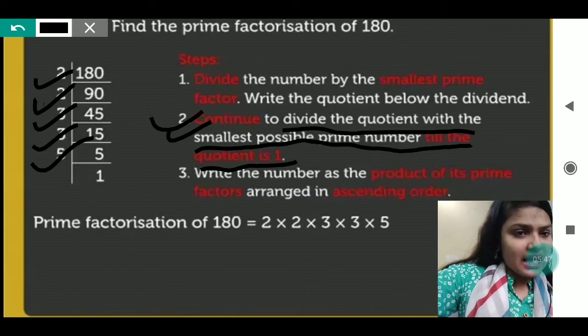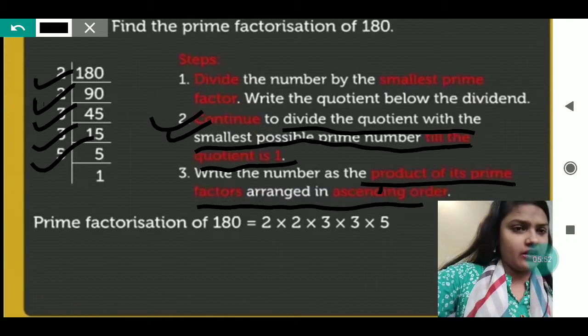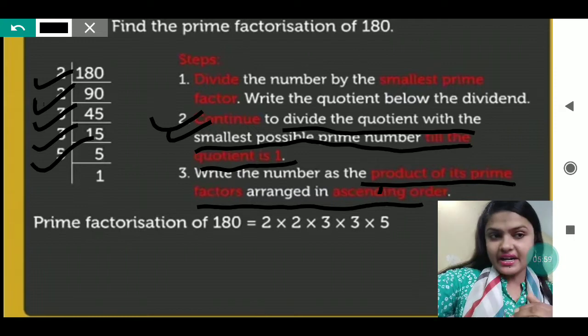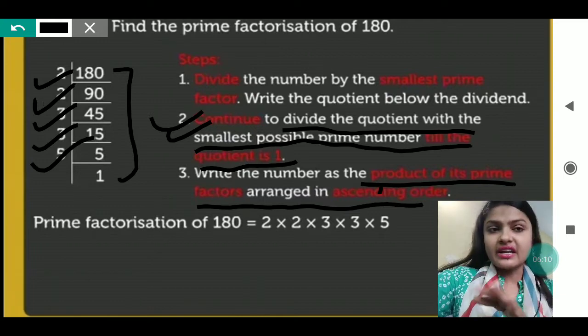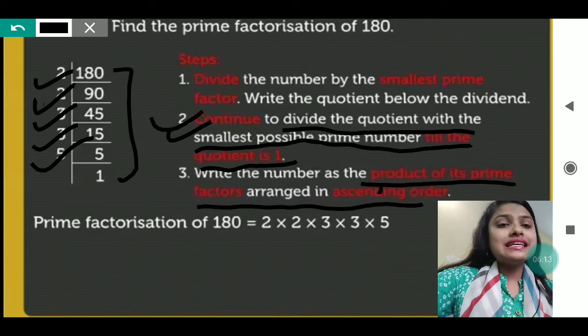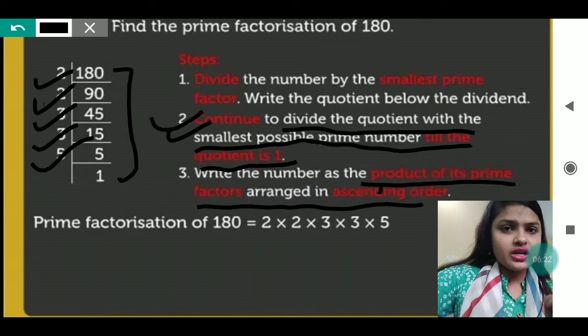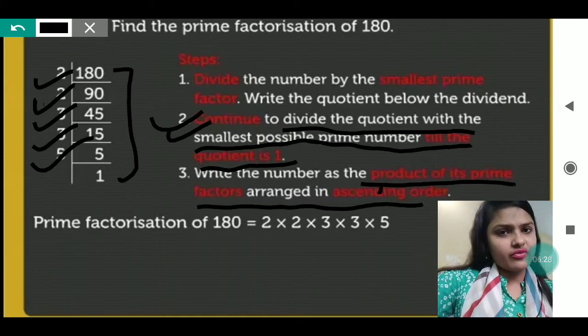So write the number as the product of the prime factors arranged in ascending order. You have to write the number with which you have divided. This side, all the numbers, 180, 90, 45, are dividends. And the numbers with which we have divided, that is 2, 2, 3, 3 and 5, these all are divisors. So those divisors you have to write. Prime factorization of 180 will be 2, 2, 3, 3 and 5.